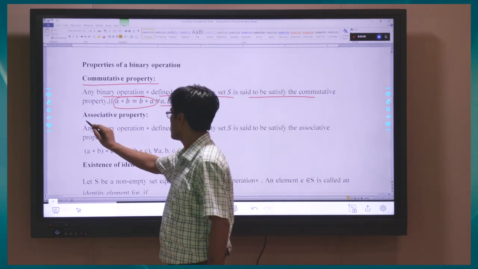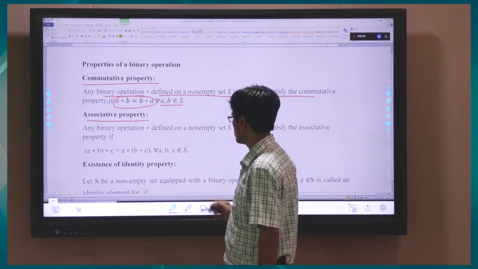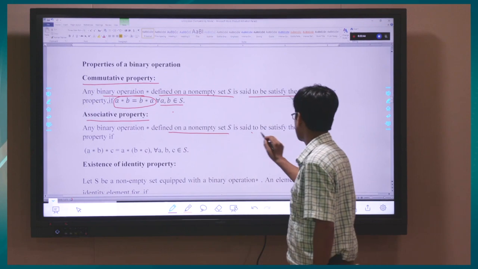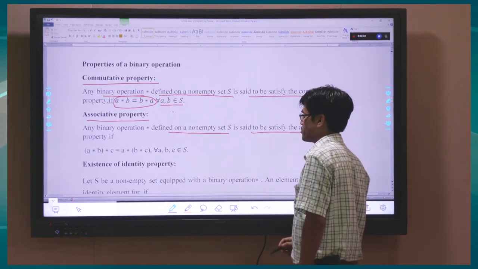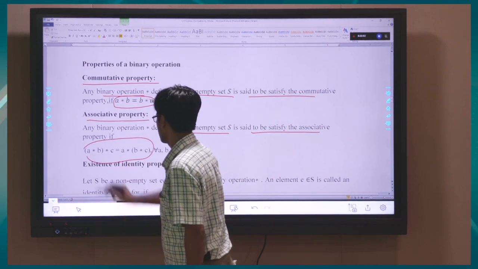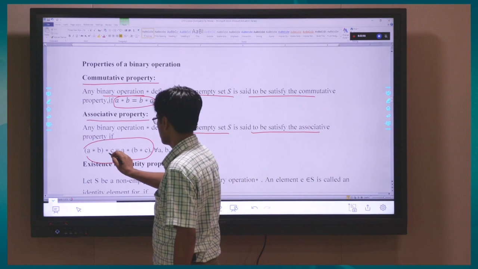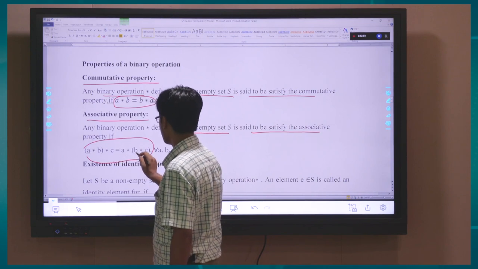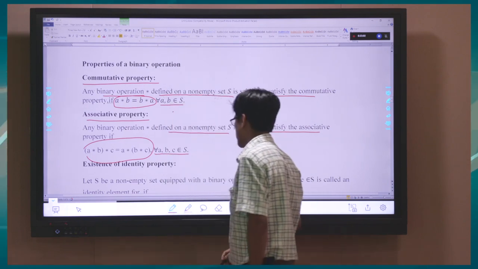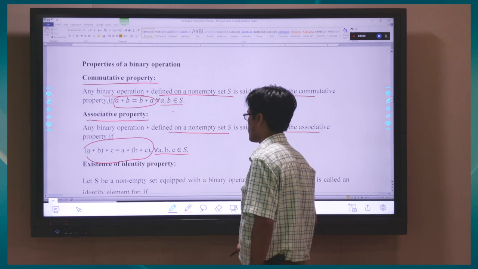The next property is the associative property. Any binary operation star defined on a set S is said to satisfy the associative property if this condition is satisfied: (A star B) star C is equal to A star (B star C) for all elements A, B, C belonging to the given set S.